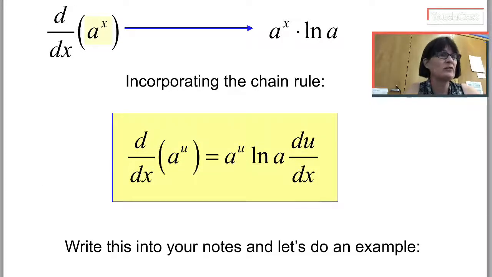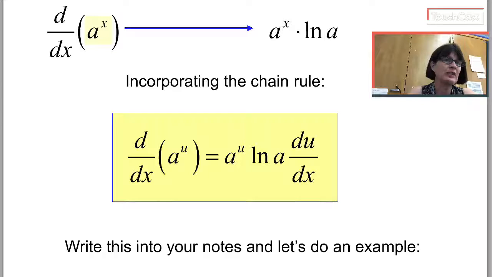Here's the second of our 4 rules. What if you want to take the derivative of some other number raised to the x exponent? Notice here a just means some number besides e. If that were e to the x, the derivative of e to the x is e to the x. If I want to take the derivative of some other base raised to the exponent x, that's going to be a to the x times the natural log of a. So a to the x times whatever the natural log of the base is.